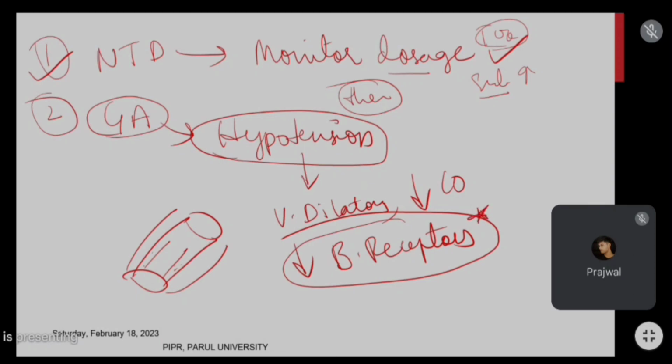So general anesthetics क्या करेंगे? General anesthetics will decrease the baroreceptor activity. They will alter the baroreceptor activity. Through that, patient will have hypotension. Very, very important. General anesthetics will cause hypotension. See, this is second principle. I am repeating the points. Why? Because you will remember properly.